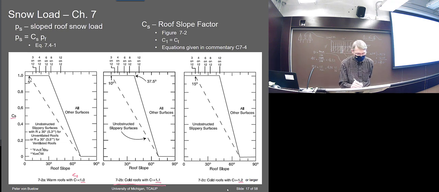And then what you do, based on the slope, is you just read off the CS. So for very low slopes, it would be 1, until suddenly you get above 8 on 12, or here it's even higher, maybe 10 on 12 or something. Then it starts to drop off, and it drops down to this as the maximum.